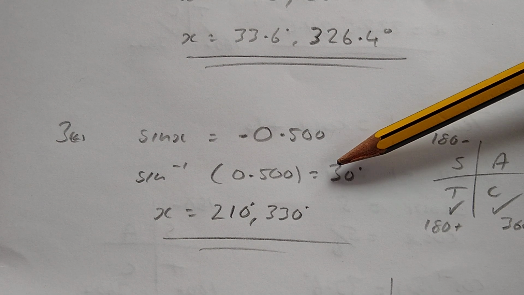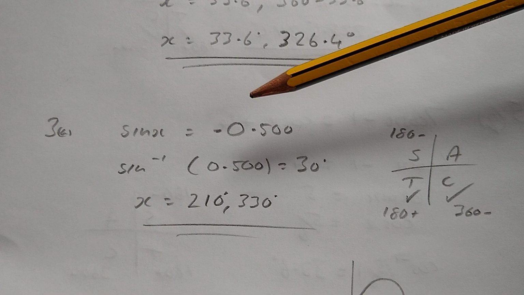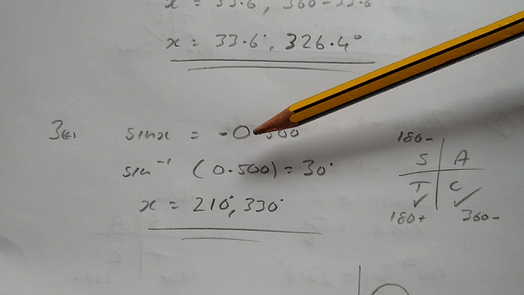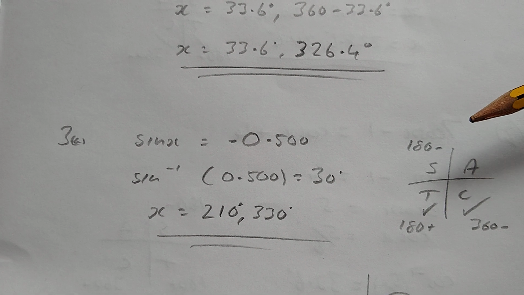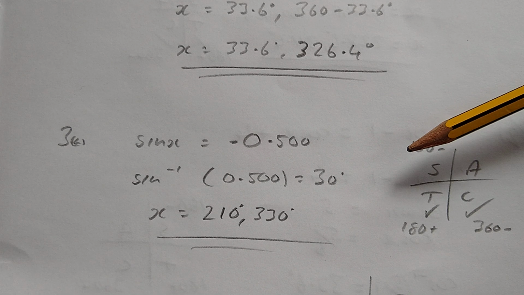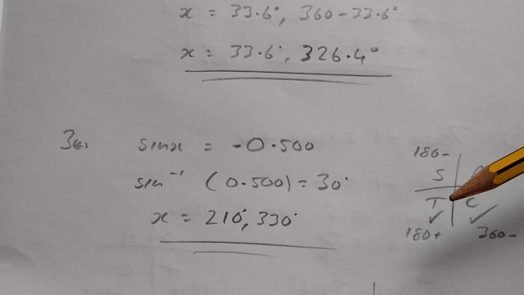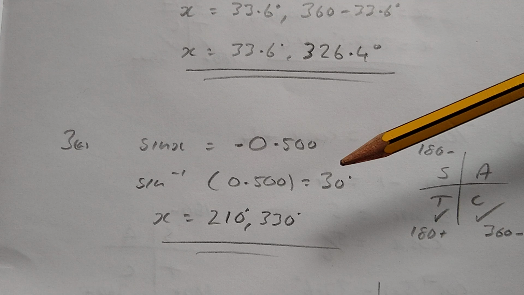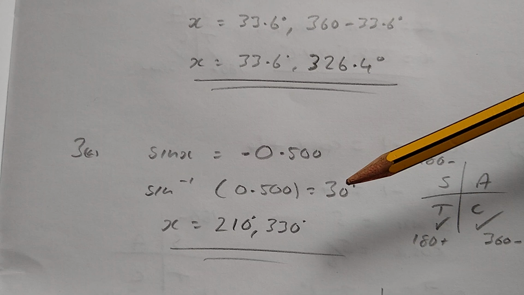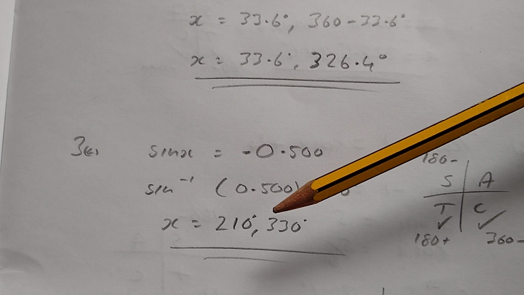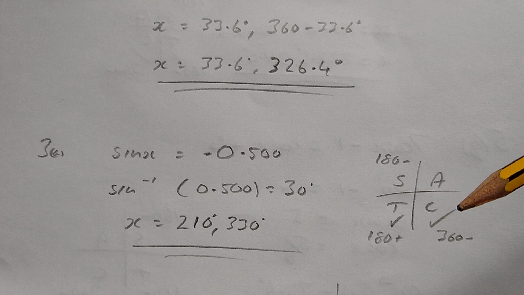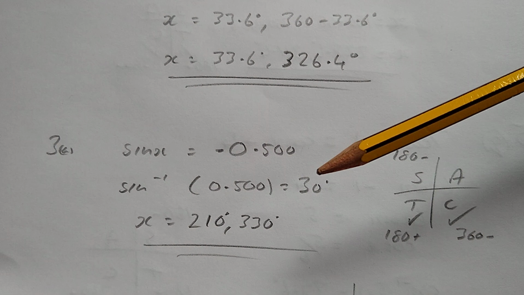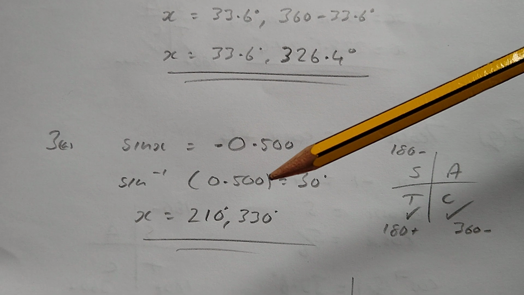Okay, looking at the answers there. Because I have a negative value of sine, I'm not ticking A and S, which I would tick if it was a positive value. I'm ticking the other two quadrants. Okay, so my values will be 180 plus this angle, so 180 plus 30 is 210, and 360 minus this angle of 30 degrees, which is 330 degrees.